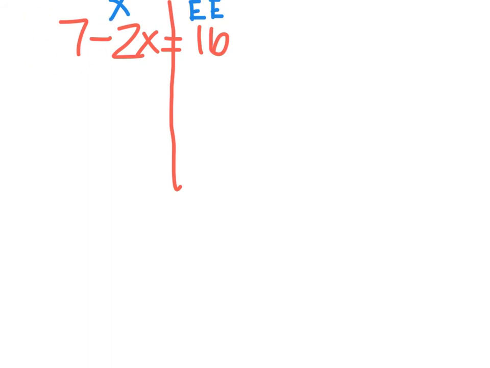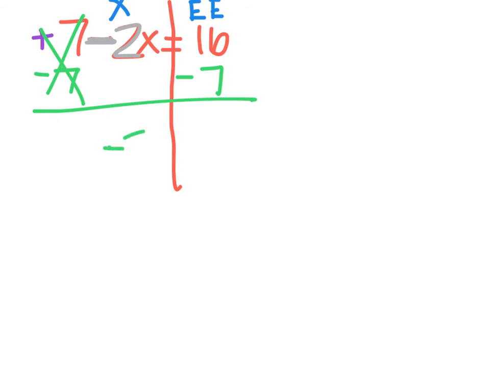Now, it is very important to note that this 7 here is a positive 7. This minus sign goes with that 2. So that 7 is positive, and to get rid of a positive 7, I need to do the opposite of plus 7, which is to minus 7. And whatever I do to one side, I have to do to the other side. So plus 7 minus 7, those are going to cancel. I have negative 2x equals 16 minus 7 is 9.